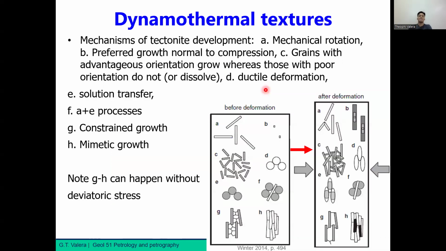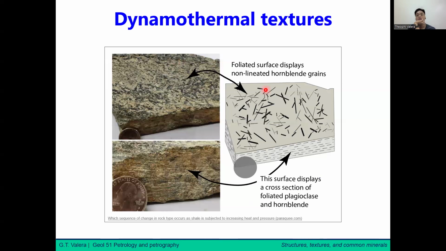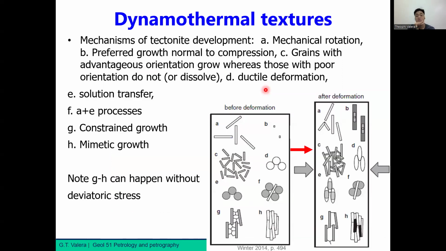Other dynamothermal textures include, I think for this one, I'll discuss it in the continuation lecture. So you have two lectures. After this one, there's one more pre-recorded lecture. Both links will be sent to you. Okay, so see you on Tuesday next week. I'll be back from the field on Sunday.